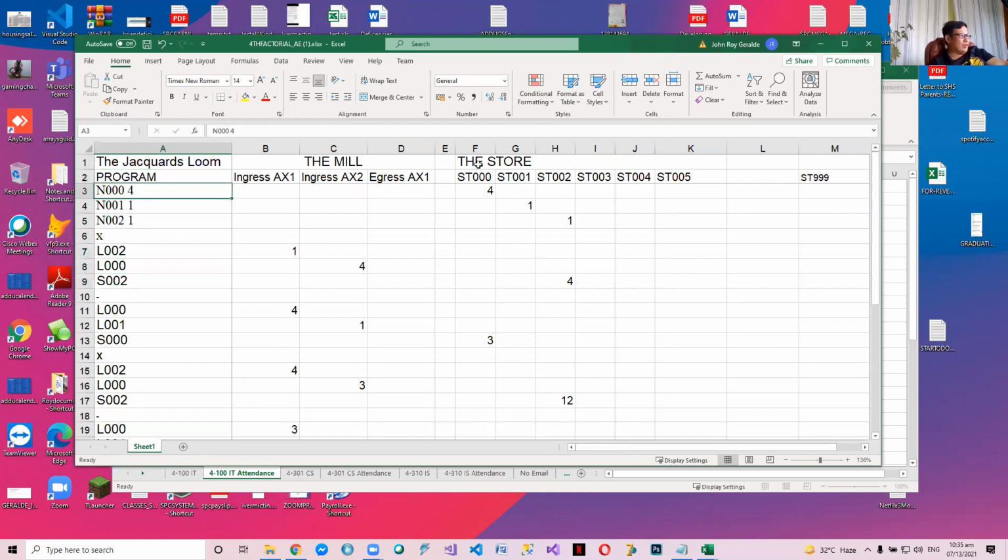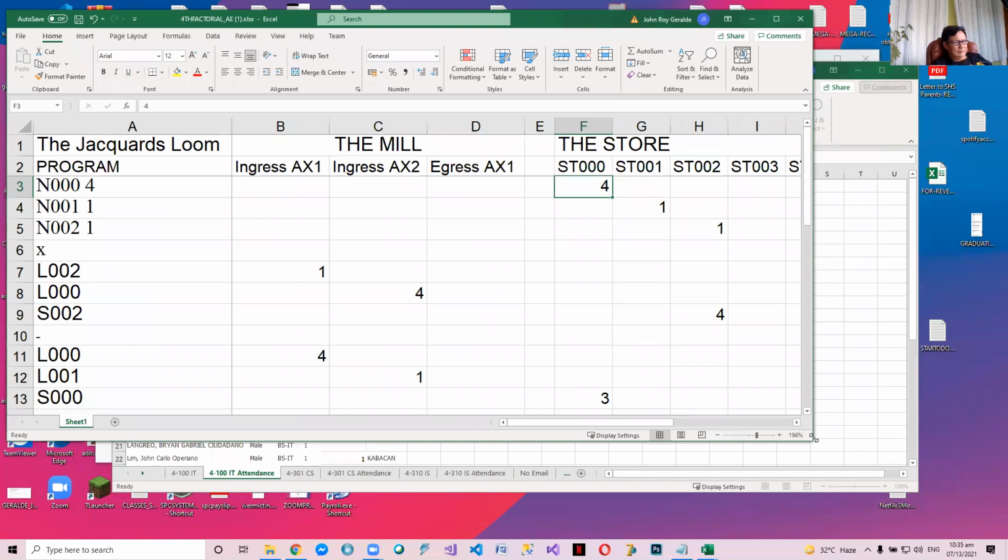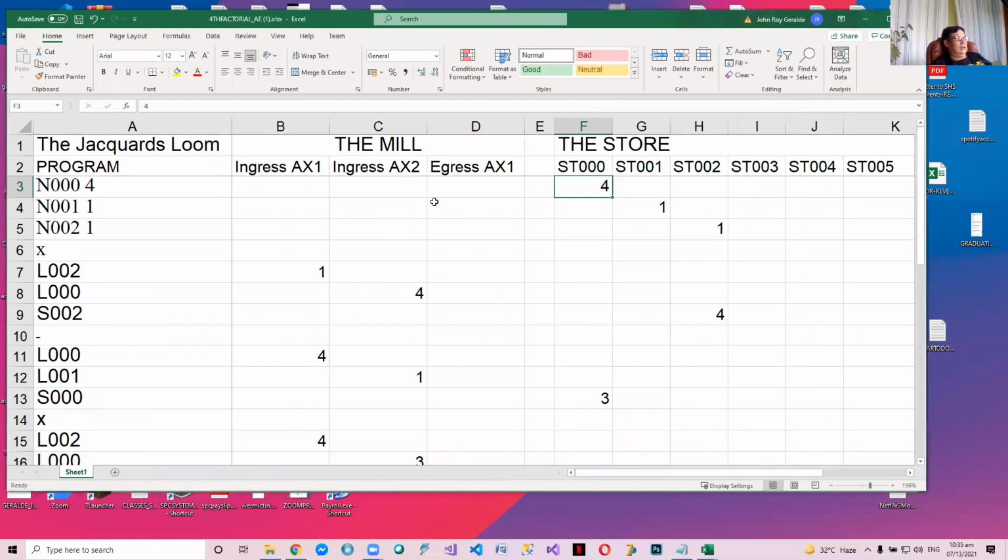So the first command is N0004. N means set the value of address 00 to 4. So this means ST00, which is this value, can you find that out? Is the worksheet visible enough? This means the number 4 is going to be stored at address 0. Here. Okay? Do you follow? Everyone?